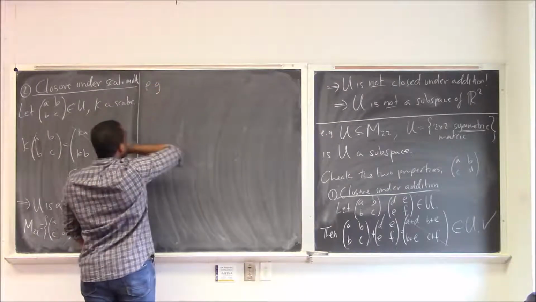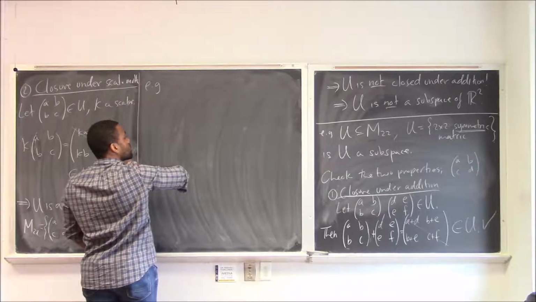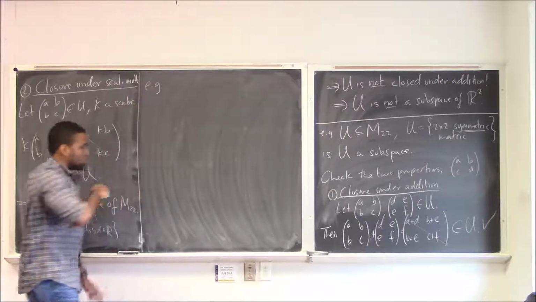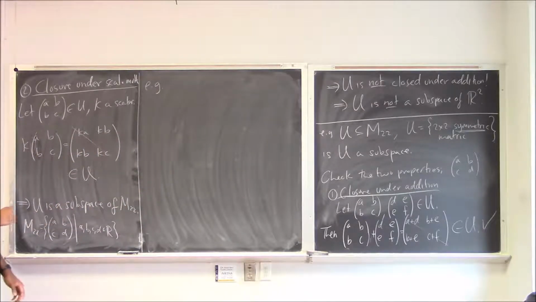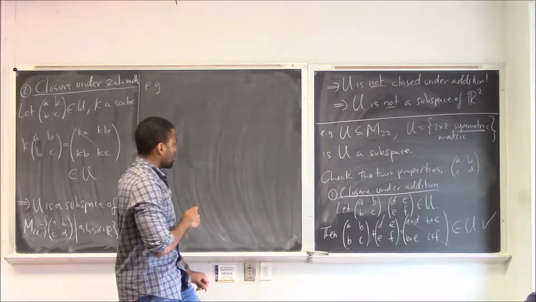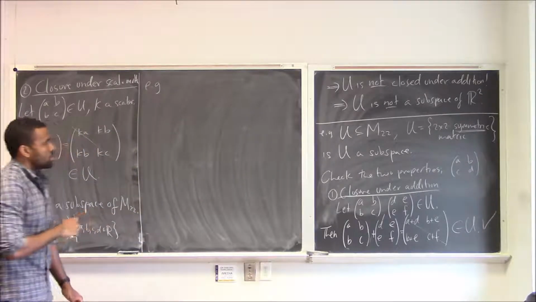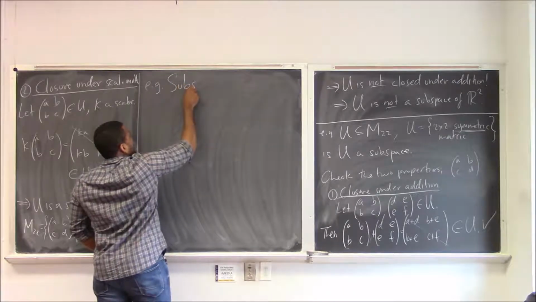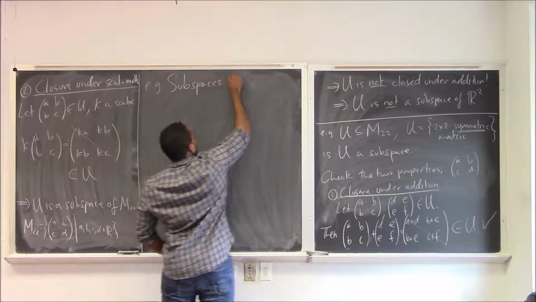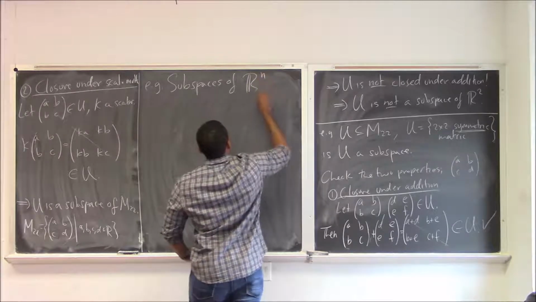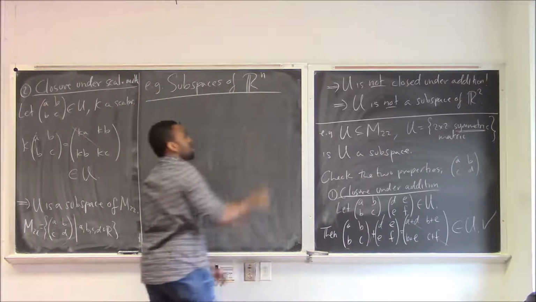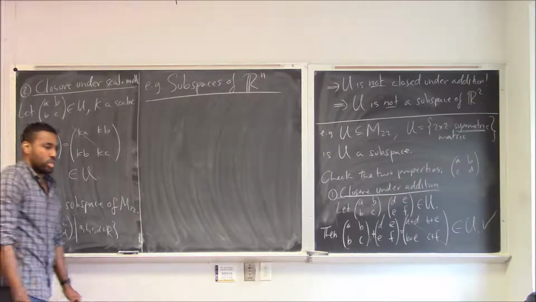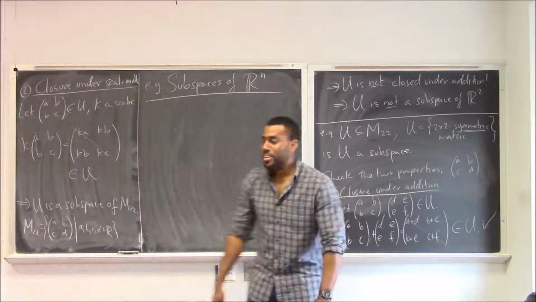Example. This would probably have been better if I jumped straight from the R2 example to this example. But let's just do this. Let's talk about subspaces of Rn. Now Rn, remember, this is the set of all coordinates of length n where the components can take on any real number. There are a lot of them, right?